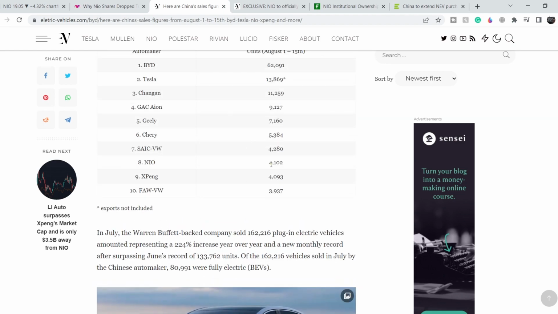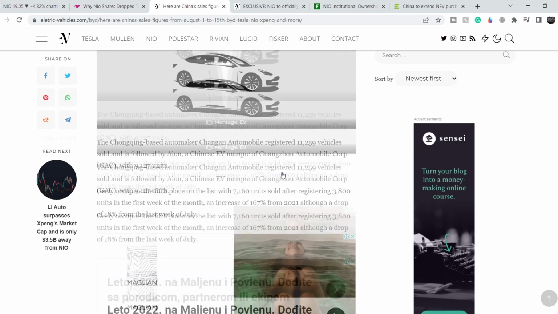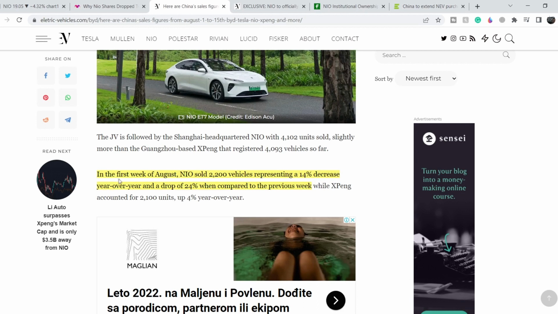And why is this number quite disappointing? Let me show you this data. In the first week of August, NIO sold 2.2 thousand vehicles, representing a 14% decrease year over year and a drop of 24% when compared to the previous week. And definitely this movement to the downside of their sales is not so good in terms of its fundamentals, but all in all, we have to know more about the reason for this decrease.